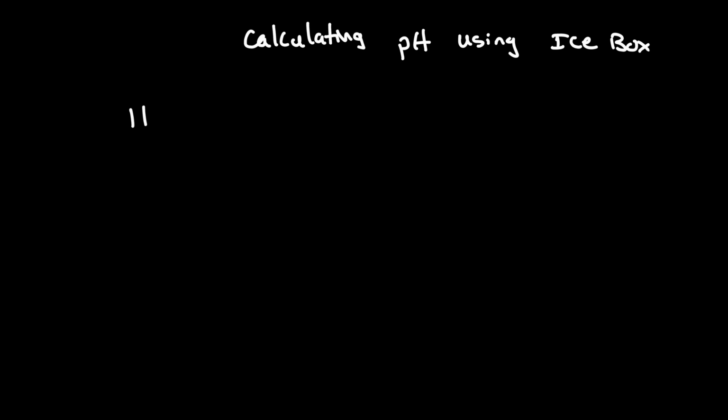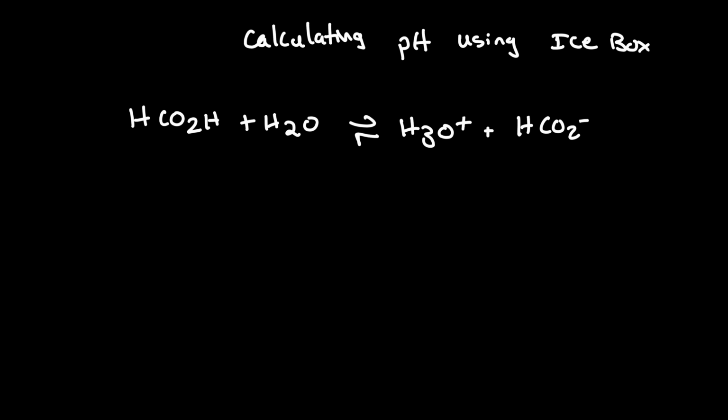So let's say we have a solution of formic acid. This is HCO2H, that's formic acid, plus water. That's going to be in equilibrium with H3O plus and HCO2 minus. The Ka value here is 1.8 times 10 to the negative 4. The initial concentration of our formic acid is 0.534 molar. So I want you to give this video a pause and see if you can figure out how to calculate the pH.